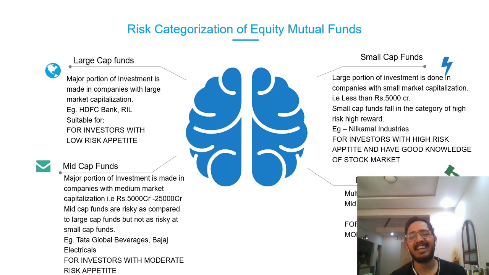Now this is the risk categorization of equity mutual funds. As I said, there are primarily three categories: large cap funds, mid cap funds, and small cap funds. Large cap funds invest in companies which have a market capitalization of more than 25,000 crores. Which companies fall into this category? They are like Reliance, Maruti, HDFC Bank. These are funds for investors with a low risk appetite because they are investing into time tested companies who have been there for a really long while. So this is a relatively safer bet when it comes to large cap funds.